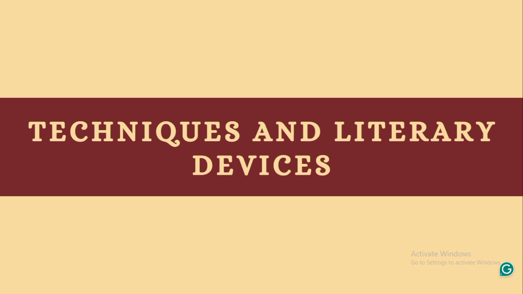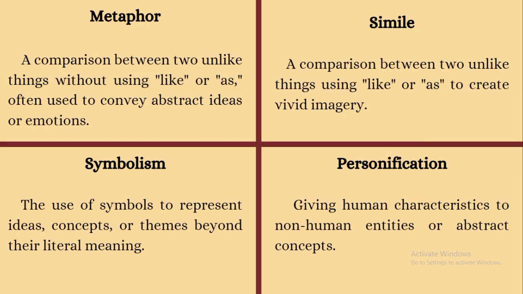Today we're going to tackle literary devices. First, metaphor. As you can observe in the figure, metaphor is a powerful tool that allows writers to convey abstract ideas or emotions by comparing two unlike things. It creates vivid imagery and adds depth to the narrative. For example, her heart was a fragile glass, easily shattered by the slightest touch. It compares the fragility of a heart to glass, conveying vulnerability and sensitivity.